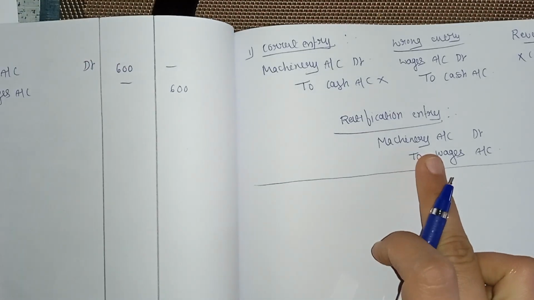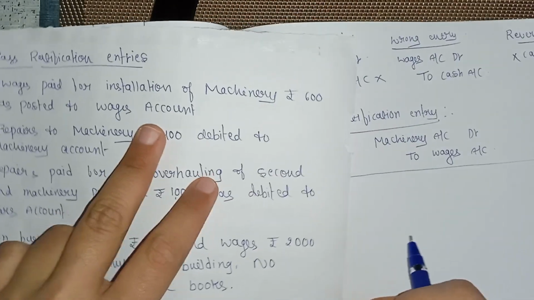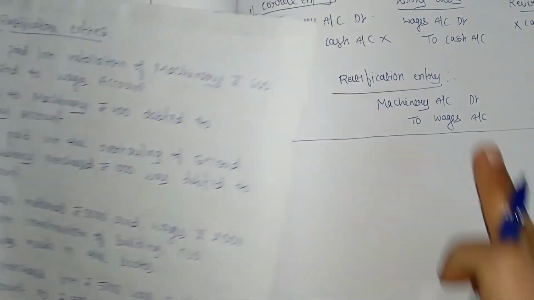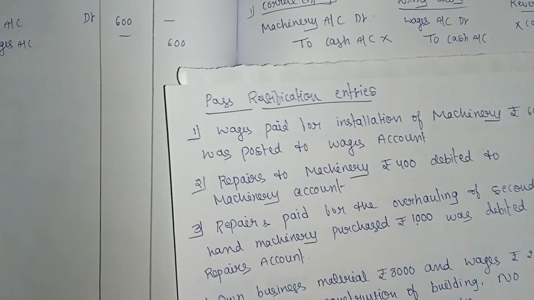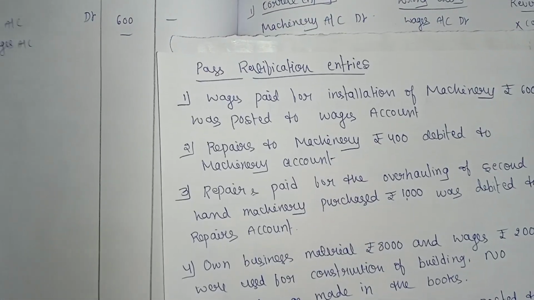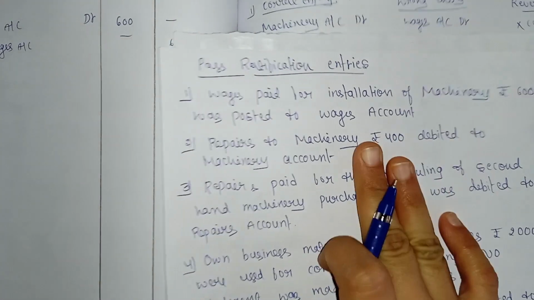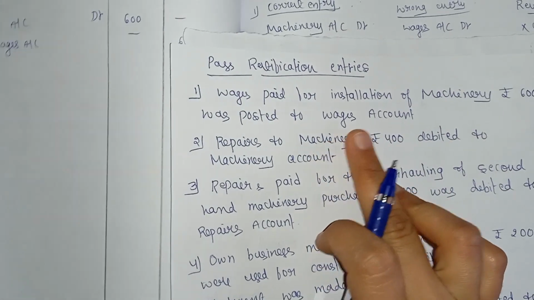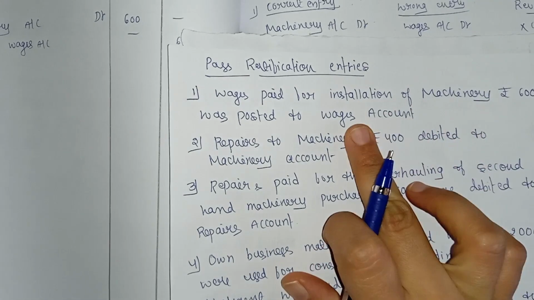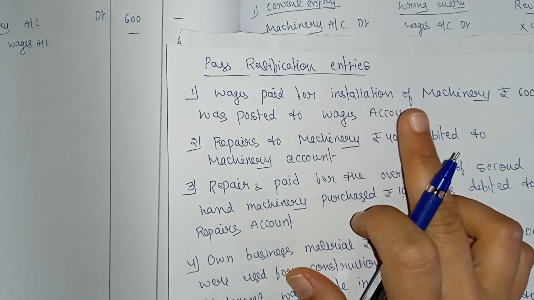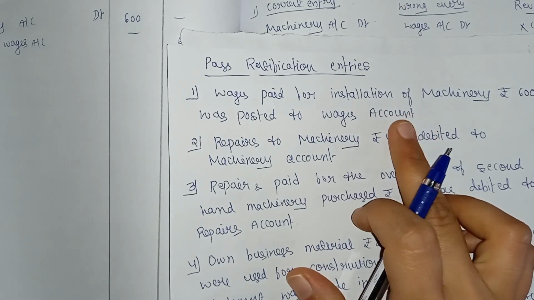So it means what? Here we have to debit the machinery account, but here they posted it to the wages account. To cancel the wages account, what we have to do? We have to credit the wages account. Okay, that's it. Now write down the narration. Being wages paid for installation of machinery wrongly debited to the wages account, now rectified. Okay, this is the narration.